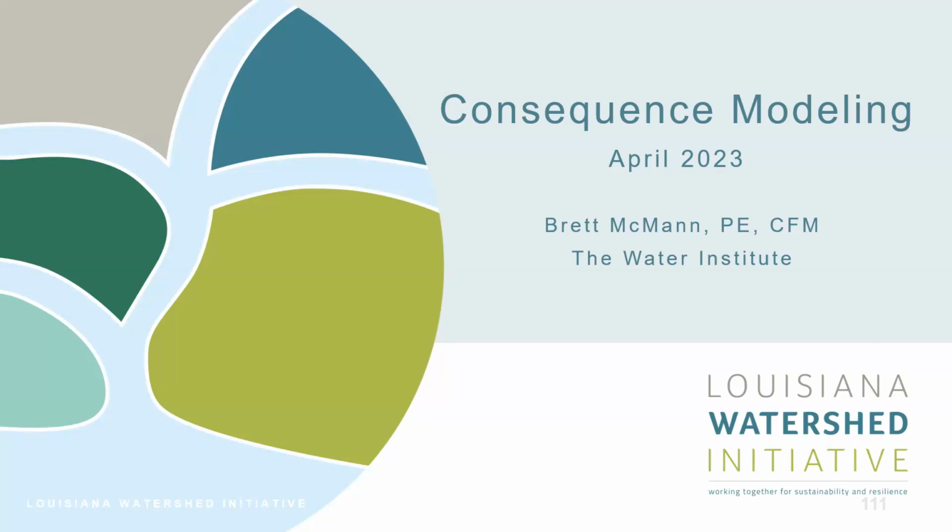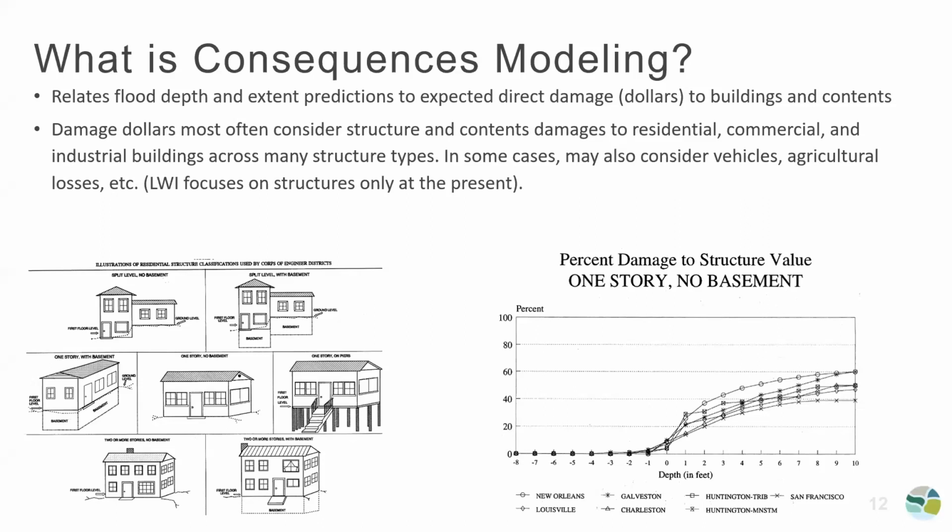Last but not least, consequence modeling. So LWI, we're going to make models. Those models are going to output predictions of what's flooding, where, how deep, how fast. But then there's that last step of consequences. When we say consequences, we mean the financial consequences of flooding. What does it cost in dollars in damages to structures as a result of the flooding that's being predicted in the models? There's plenty of well-established methods that allow you to relate a flood depth to a damage in all different types of structures.